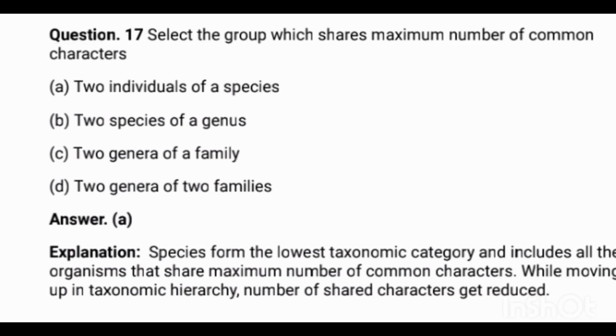Question 17. Select the group which shares maximum number of common characters. Answer: A. Two individuals of a species. Explanation: species form the lowest taxonomic category and includes all the organisms that share maximum number of common characters. While moving up in taxonomic hierarchy, number of shared characters get reduced.